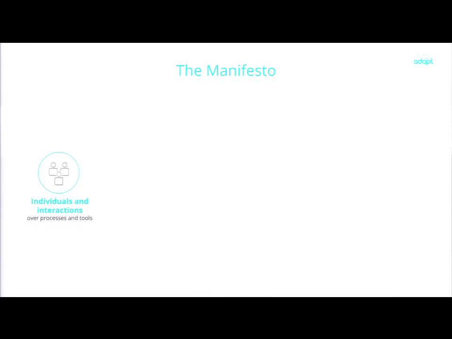The first of the rules is individuals and interactions over processes and tools. That means that to be innovative, it's done by bringing people together and letting them talk, letting them share ideas. Don't set up a lot of complex processes and tools that kill the innovation. But the funny thing about these rules is that I have seen a lot of times where people say this means that we shouldn't have any processes or tools at all. Especially developers have this idea that tools and processes are bad. And in some way they're right, but not quite there. So I'll be coming back to this subject later on.